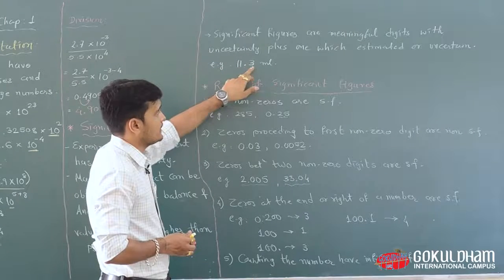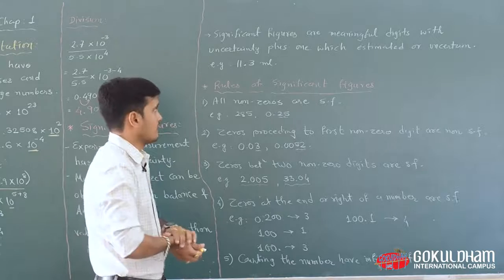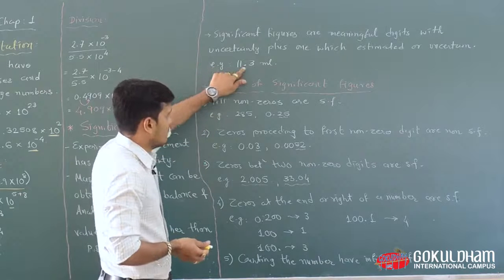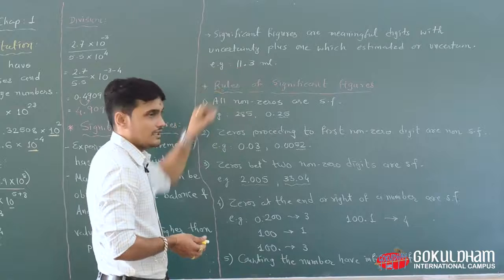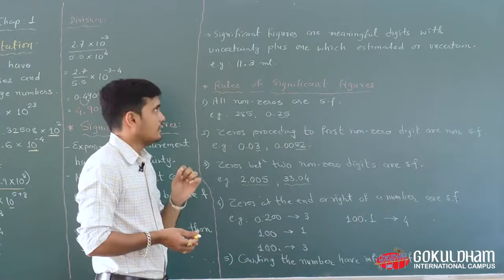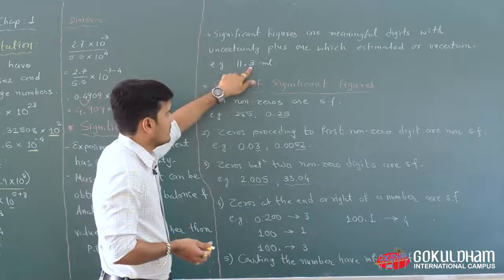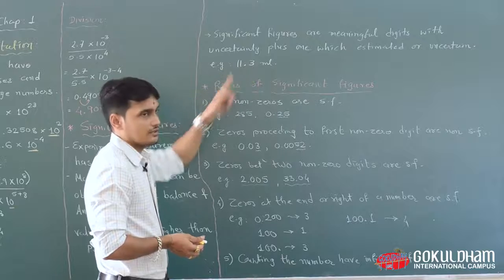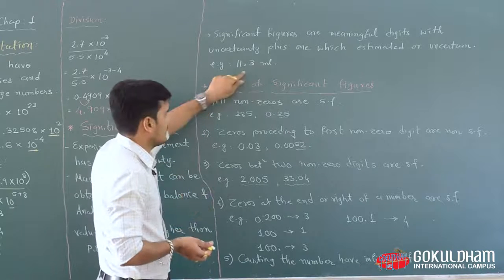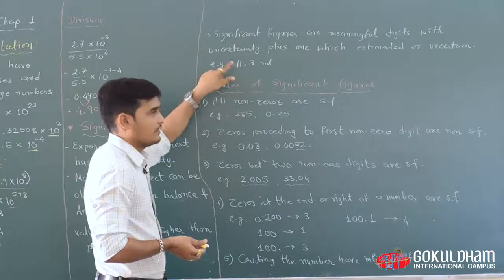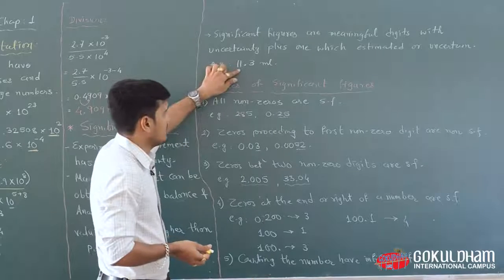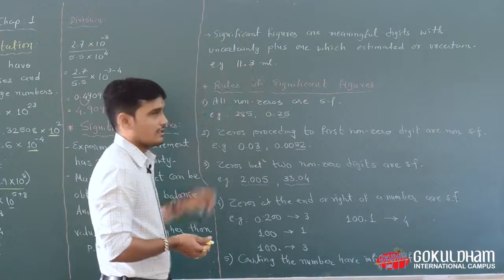Suppose 11.3 ml water. The value before the decimal, that is 11, is an approximately standard value, but the 3 is an uncertain value. There must be an error, but in 11 that value is fixed. This 11 is certain, but this 3 is uncertain.